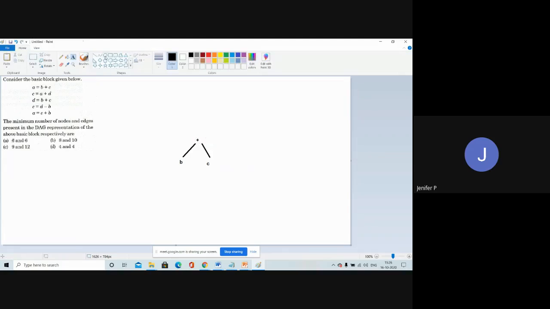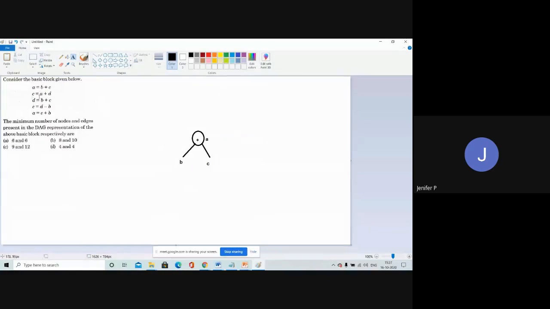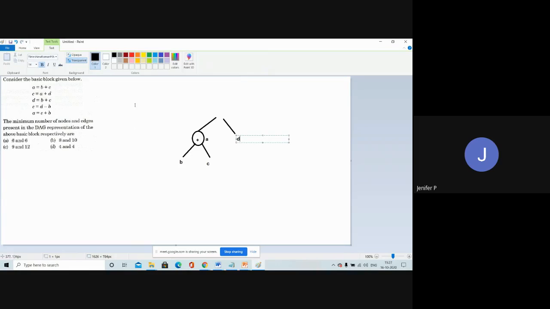So make it as a circle. Interior nodes, let it be circle. And next, the label will be A. So for this subtree, it will be A. And the next one, C is equal to A plus D. So A, it is already there. So A will be your left child. Then D will be your right child. So here D. So A plus D.